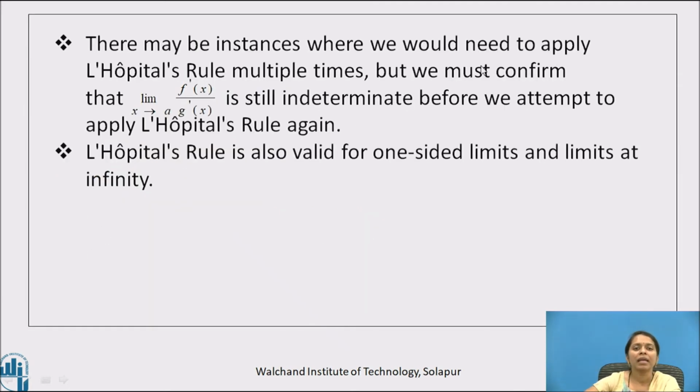There may be instances where we would need to apply L'Hospital's rule multiple times, but we must confirm that limit x tends to a f dash of x upon g dash of x is still indeterminate before we attempt to apply L'Hospital's rule again. L'Hospital's rule is also valid for one-sided limit and limit at infinity.